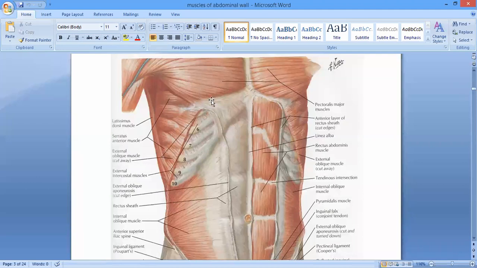Between the mid-clavicular line and the midline, they form this sheath, which is going to enclose these vertical muscles, rectus abdominis and pyramidalis muscle. They form the tough aponeurotic sheath that is called the rectus sheath. Is it clear? Any problem?